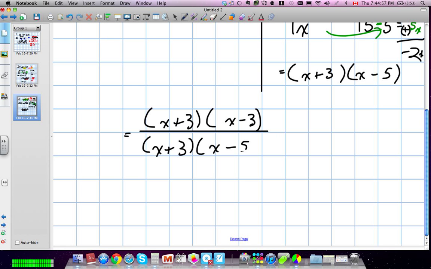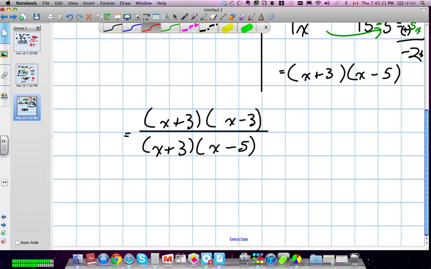Now, we know we can simplify this. What can I do to simplify this? Cross out the first two. Yeah, x plus 3 and x plus 3. Yes. But what do I need to do before I simplify? Find restrictions. Yes. So am I going to find restrictions with the bottom or the top? Which one do I use? The bottom. Okay, I guess x can't be 5.